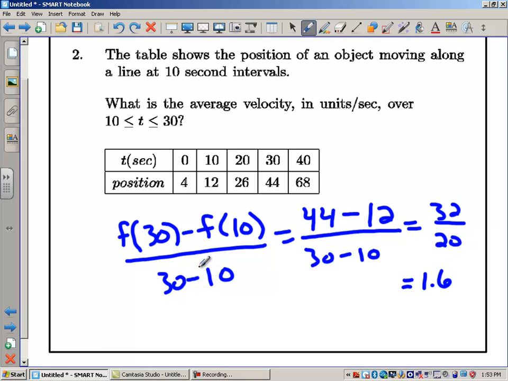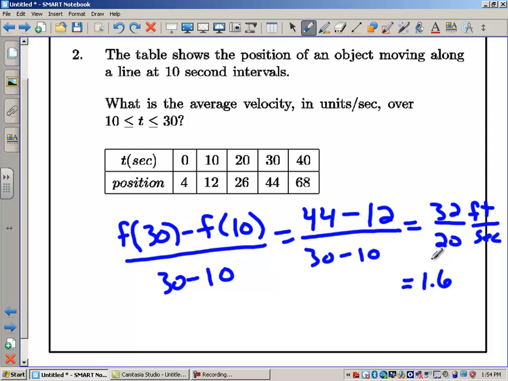16 over 10. Now let's take a look at these units. What was the 44 and the 12? Physically, what did they represent? Well, it's like a position. You could have called it feet, or maybe miles, or it was a position statement. So 44 may be feet minus 12 feet. So what would we have up here for this 32? The units would be feet. Now on the bottom, what were those units? Well, this was 30 and 10. Those were seconds. And so you would end up with something like feet over seconds. And that's a velocity unit, feet per second.